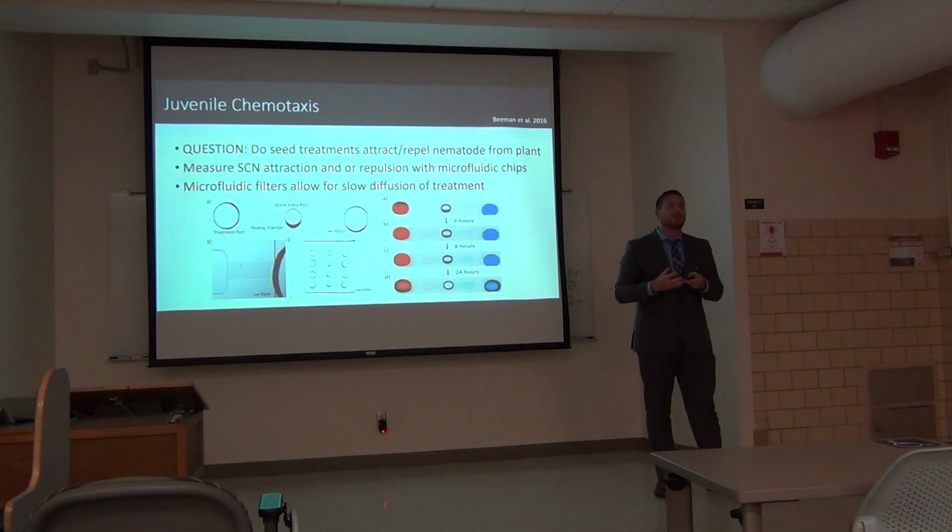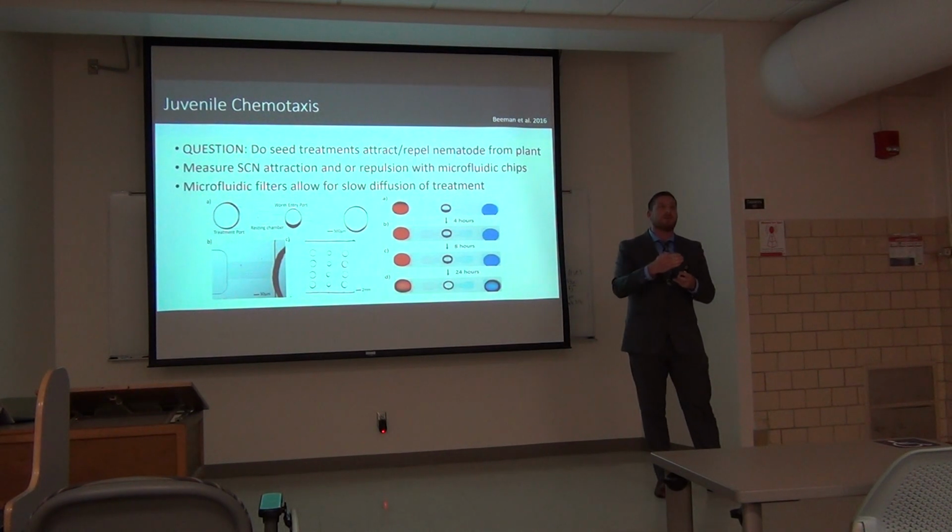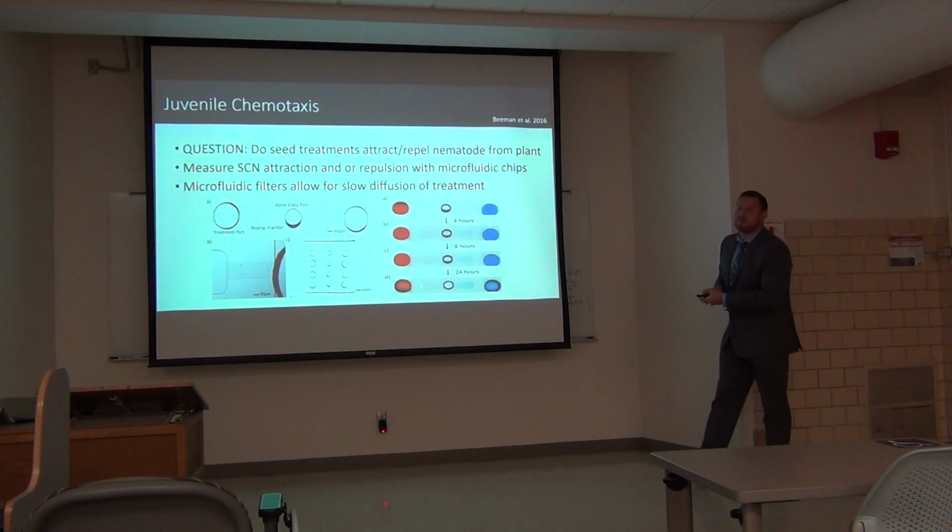Because the soybean cyst nematode is so small, it takes forever for it to move a given distance. If you were to do this on an agar plate, the chemical treatment would move so far or so fast across the plate, you wouldn't be able to test the differences or measure differences with the nematodes. This allows us to do that because the treatment moves so slow.